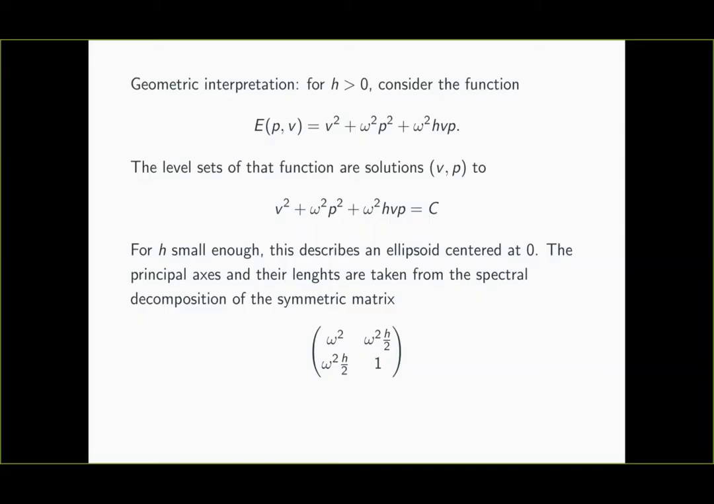The trajectories of the symplectic Euler method have a very nice geometric interpretation. For any positive h, we consider the function E(p, v), which is equal to v squared plus omega squared p squared plus omega squared h p v. The iterations of the symplectic Euler method, p_k and v_k, can be put into this function and produce then this modified energy. And so we might say that the level sets of the iterates of the symplectic Euler method with regards to the function E are the same.